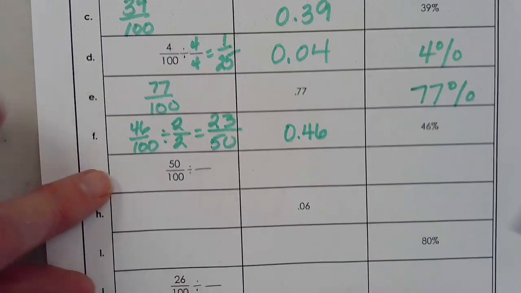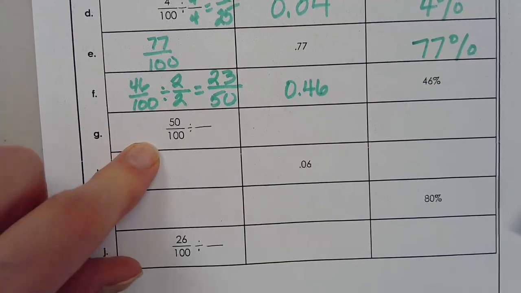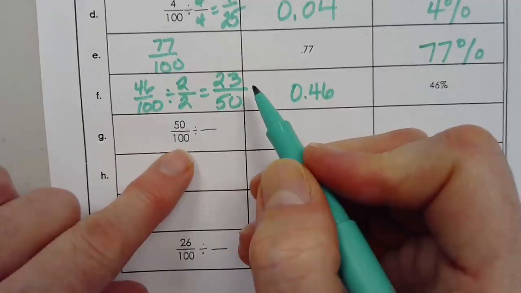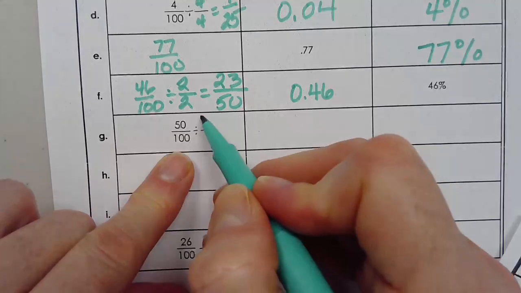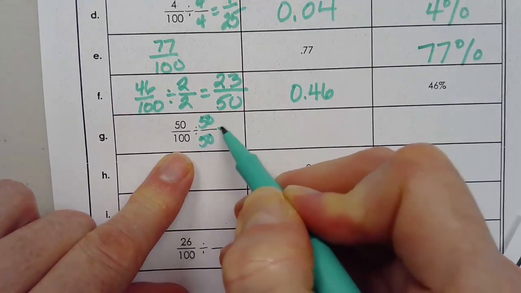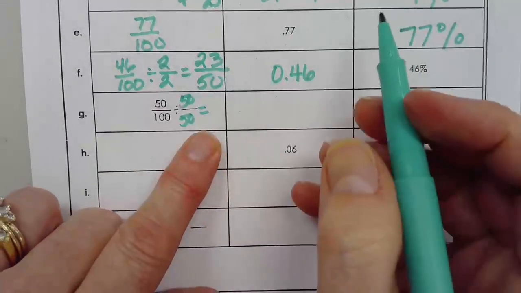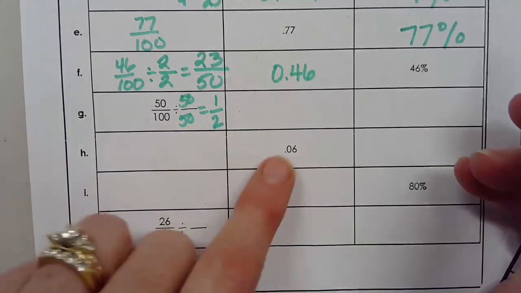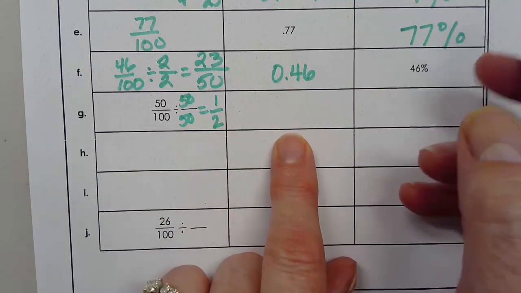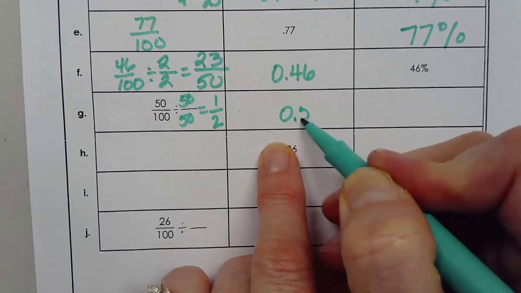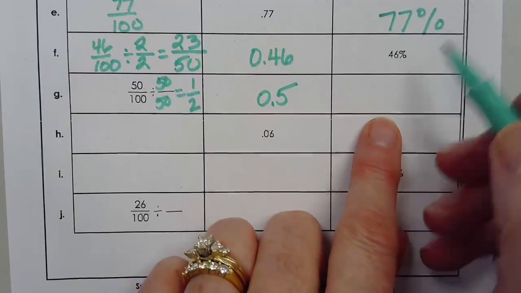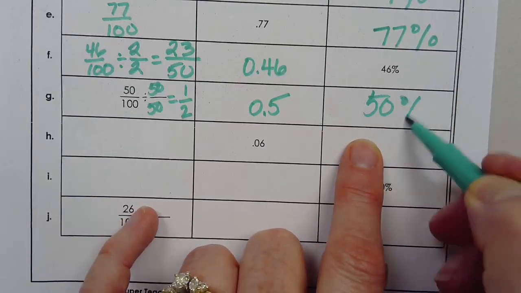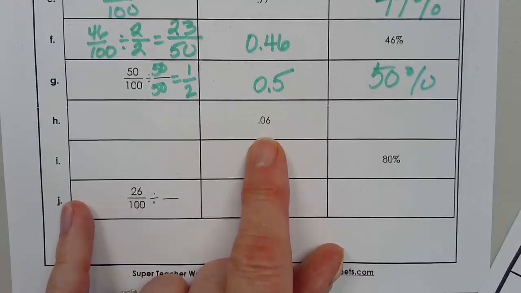Questions? All right, I have 50 over 100. How can I simplify? I'm going to do what, Jazir? Divide by 50. What is it going to equal? 1 over 2. What fraction? 1/2. What am I going to put for the decimal? 0.50 or 5/10. And what do I put for the percent? 50%. All right.